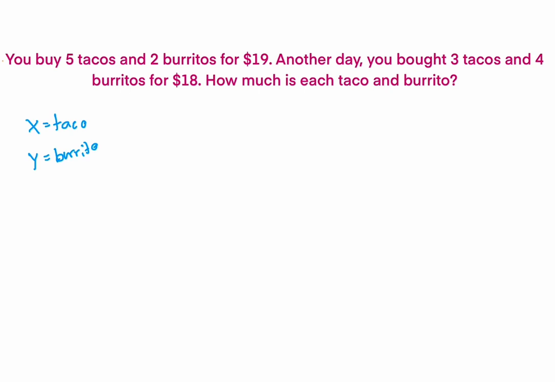So we know that if we buy 5 tacos, so that's 5 x's, and 2 burritos, so 2y, with y as our burritos times 2 because we have 2 of them, it's going to equal $19 total. We also know if we have 3 tacos, so we're going to say 3x, and we also get 4 burritos, so 4y, that's going to equal 18. So we look at our information that we're given, and we're going to form a system of linear equations from that, and then we want to choose the appropriate way to solve.